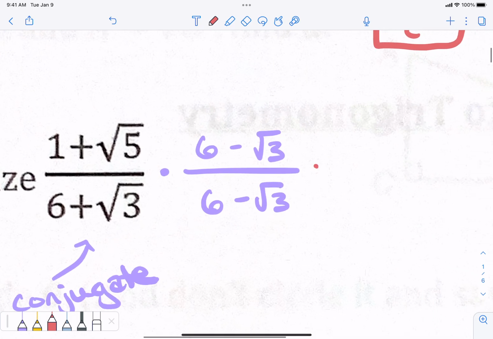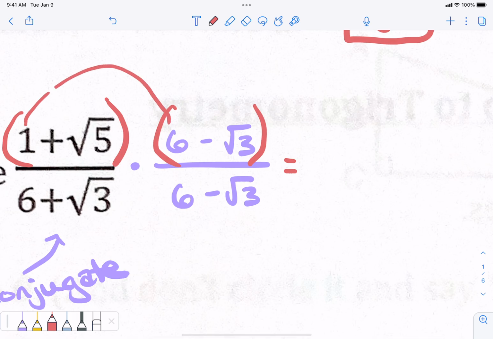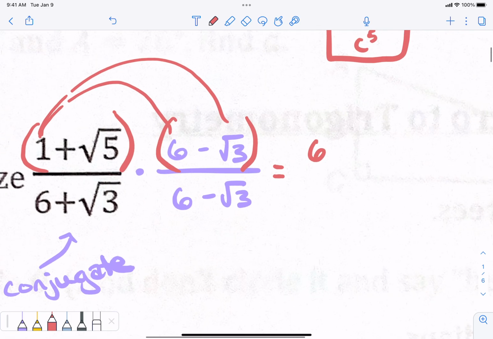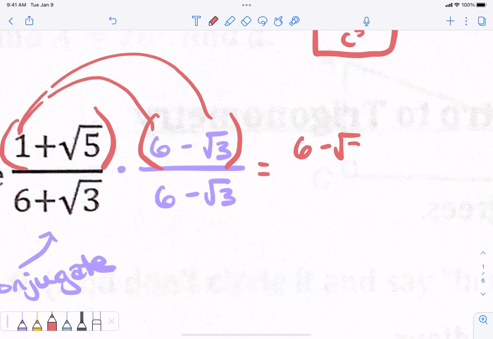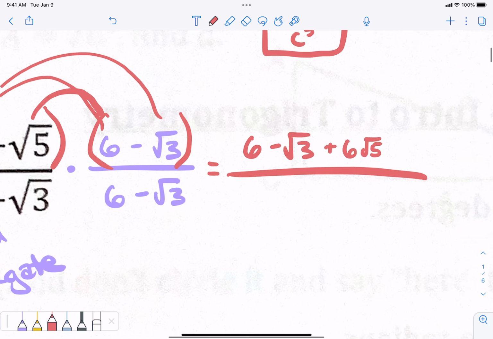So then what do we do from here? We FOIL. So I take 1 times 6. 6. 1 times negative square root of 3. Minus square root of 3. Okay? Then I start with the square root of 5. What is the square root of 5 times 6? 6 square roots of 5. You can't multiply them together because one's on the inside, one's on the outside. What is the square root of 5 times negative square root of 3? Negative square root of 15. Yep, I can multiply the insides together because they're both underneath.